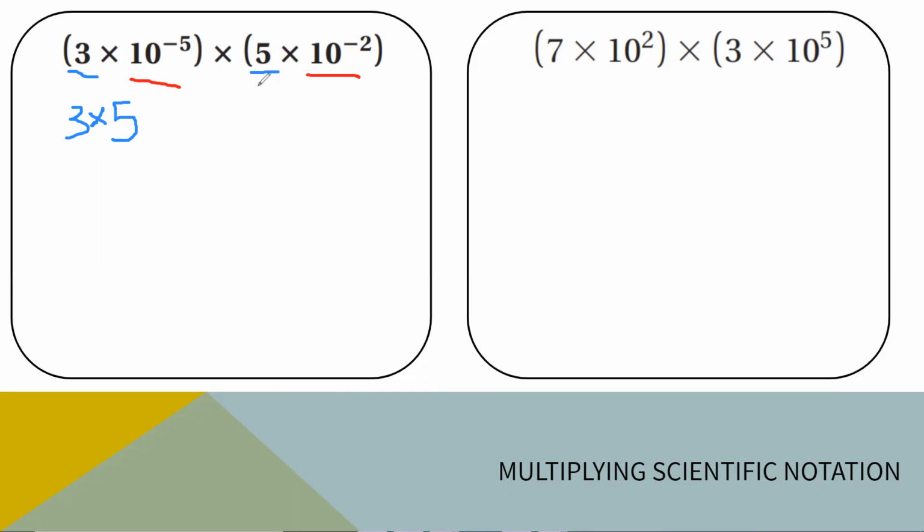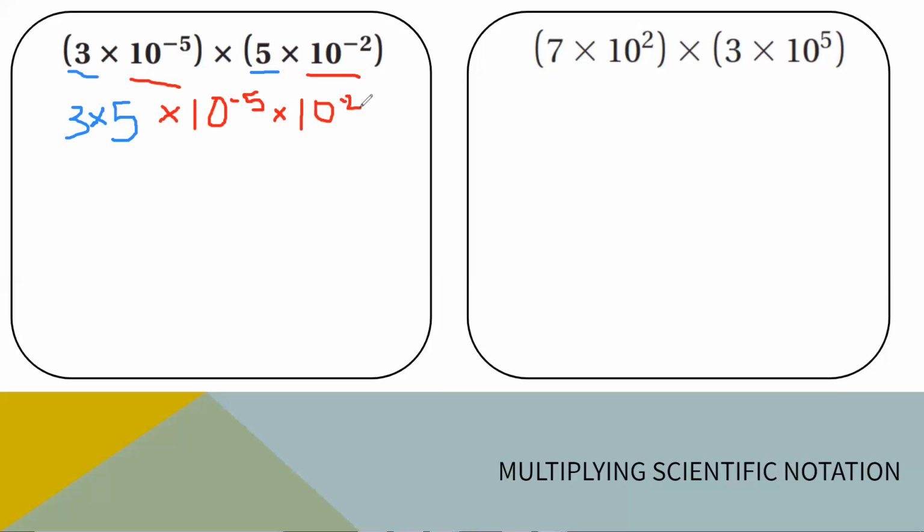I'm just moving these numbers. And then we're going to group up our factors, or not our factors, our bases, our powers. So the first one is 10 to the negative 5th. And our second one is 10 to the negative 2nd.